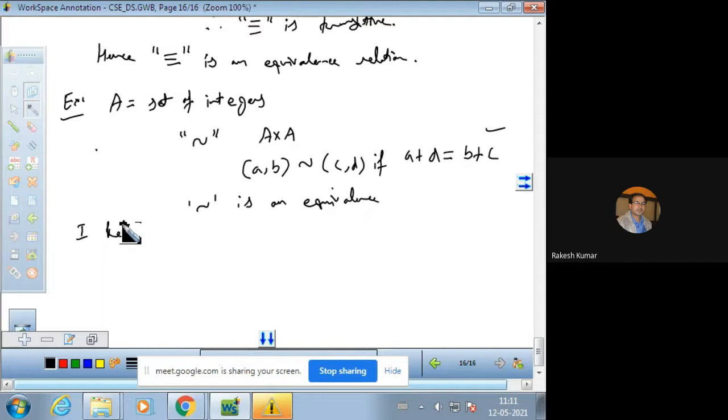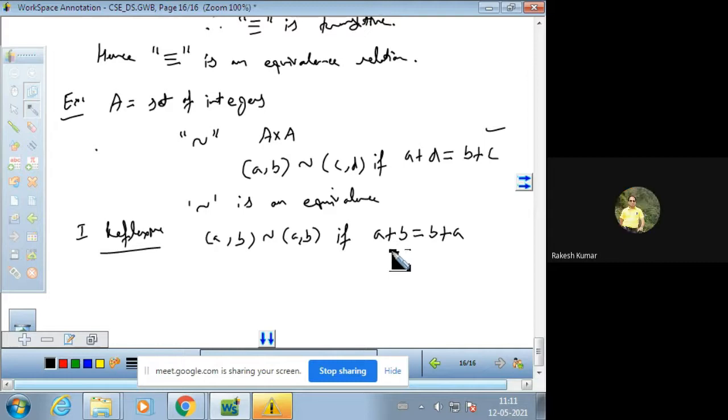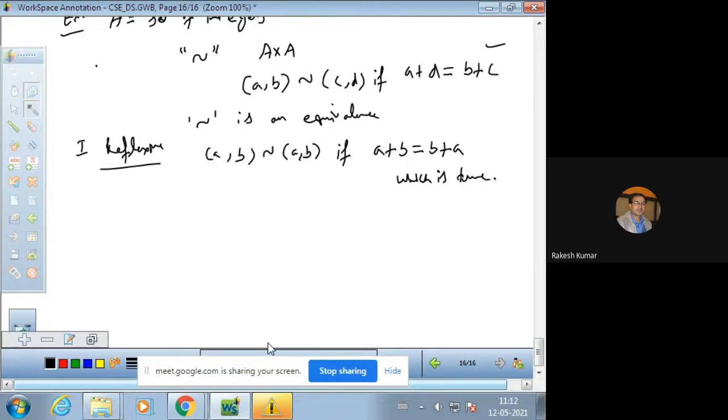So for this, the first property should be the reflexive property. For the reflexive property, what we require is (a, b) is equivalent to (a, b), and obviously a plus b is equal to b plus a, which is always true. Hence, this equivalence relation is reflexive.